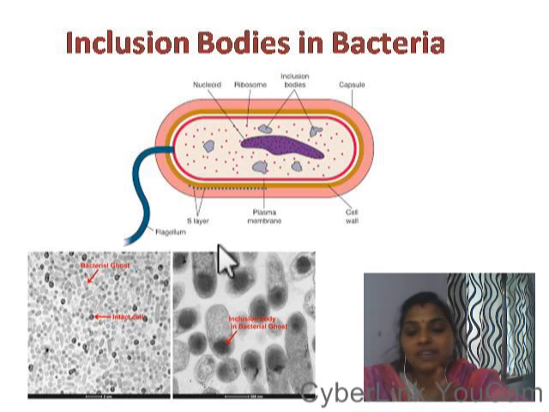The last topic in this is inclusion bodies in bacteria. Whenever the bacteria want to store something, like extra enzymes or extra food or some waste products, it stores them on a temporary basis in these inclusion bodies, which in this diagram we can see as the black dots. They are small vesicle-like structures present inside the cytoplasm.